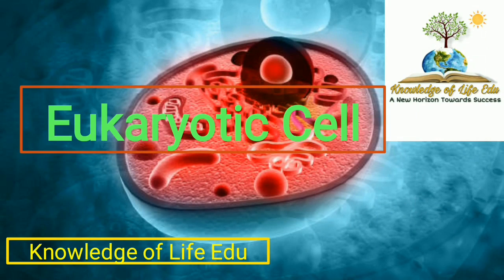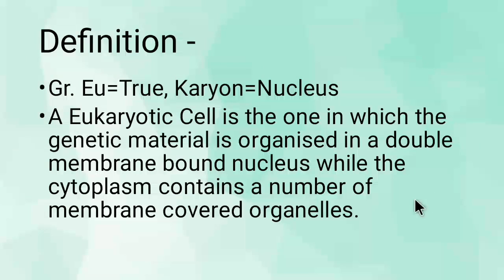In the previous video, we discussed the prokaryotic cell. In this video, we will discuss the eukaryotic cell. The Greek term eu means true and karyon means nucleus. A eukaryotic cell is one in which the genetic material is organized in a double membrane-bound nucleus, while the cytoplasm contains a number of membrane-covered organelles.